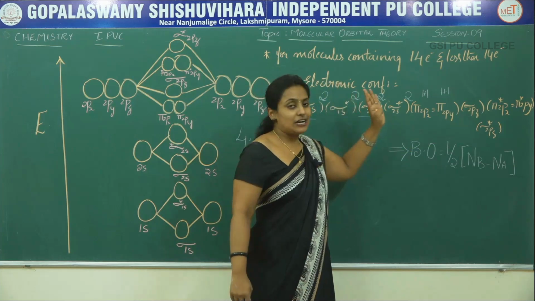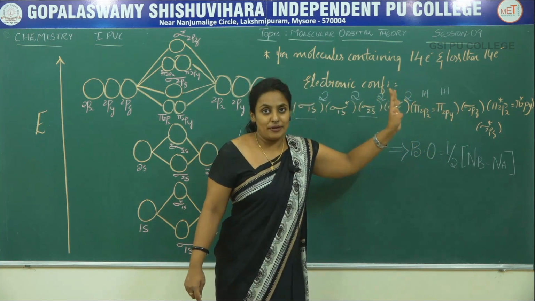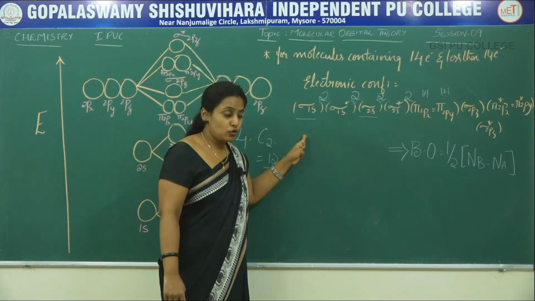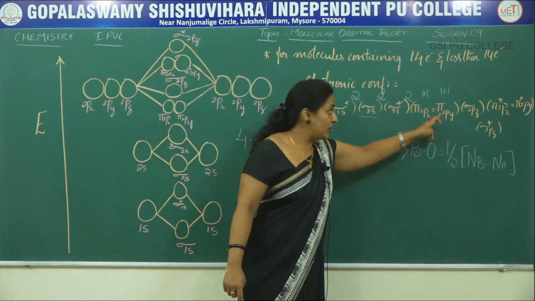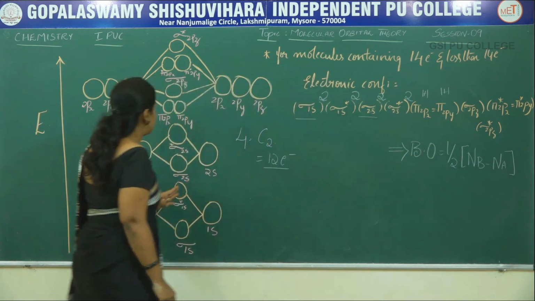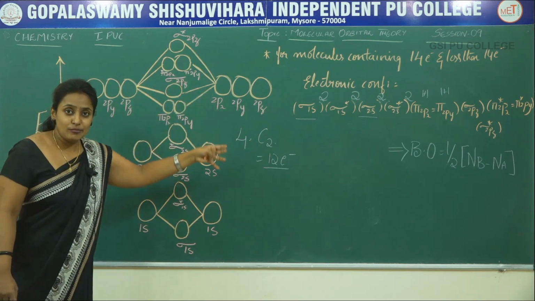This is how the electron filling takes place. Totally 12 electrons has been accommodated. The energy level diagram for this carbon molecule would be as it is, including the pi orbital also, the p orbital also. We should consider this molecular orbital diagram for the carbon molecule.